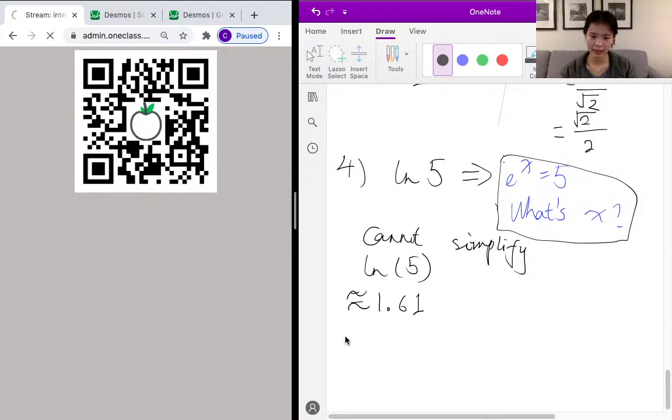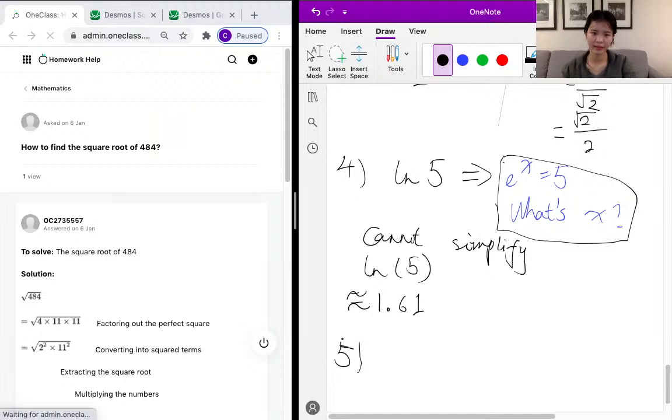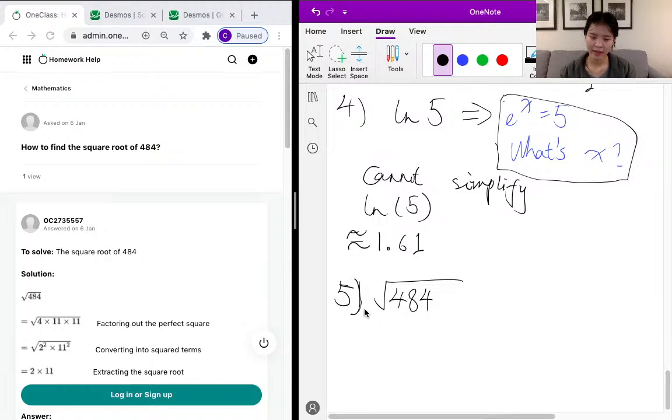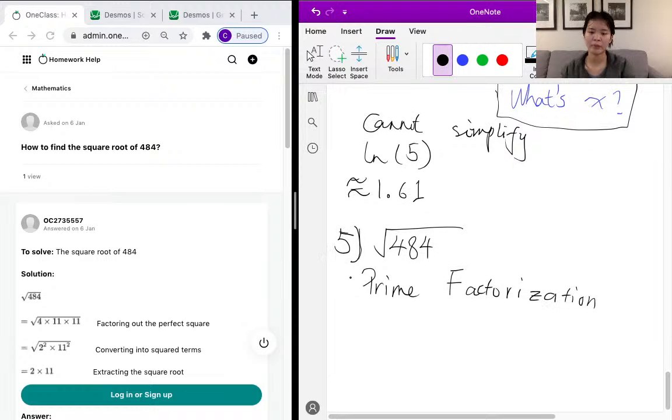Here we go. Now let's go to our 5th problem, problem number 5. This problem is asking us to find the square root of 484. So we're trying to find the square root of 484. And how we approach this problem is to use prime factorization. And that is how we approach this problem. We're basically trying to find all the prime factors of this integer, multiplied together. From there we can find pairs of prime factors. So we can find the perfect squares, and then we can find the exact value, or at least simplify this radical.